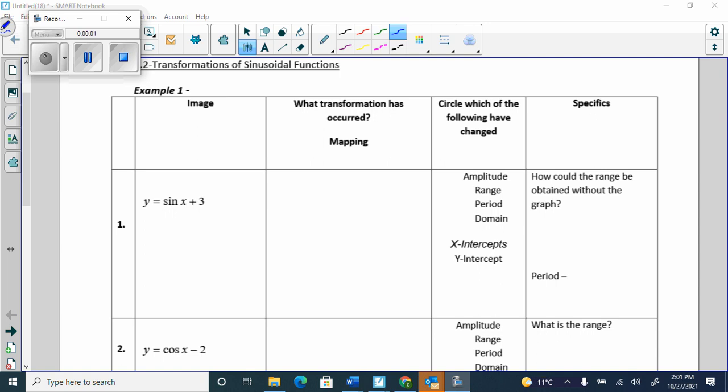Recruit that later. Okay. What we're going to be doing is looking at trig graphs, which you've already done. You've already looked at amplitude. Amplitude was the A value at the beginning of the equation, right?